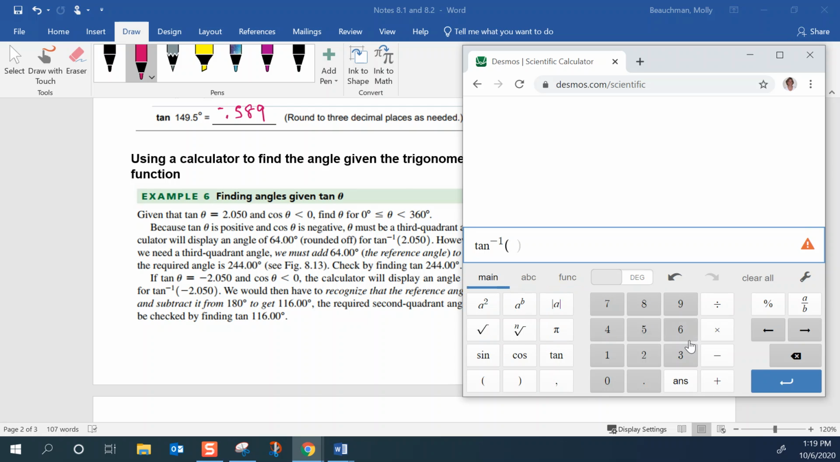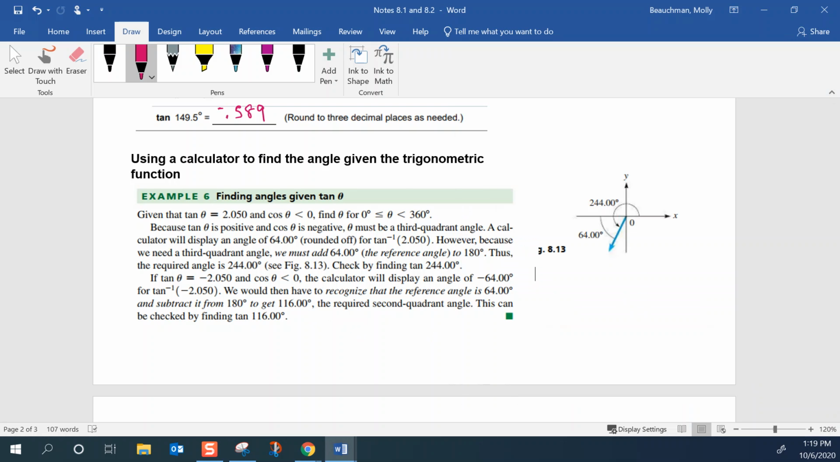Go back to the main page, 2.050. And we get an angle rounded to the nearest tenth. Actually, it rounds to 64 degrees. Okay, so the inverse tangent of 2.050 is equal to 64 degrees. Okay, but we want our angles between 0 and 360, so there's one of them.